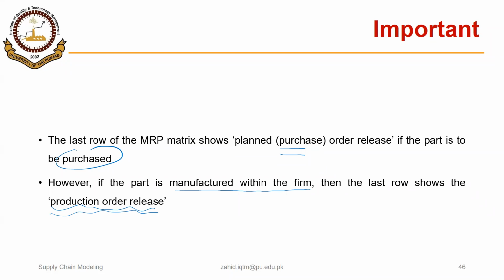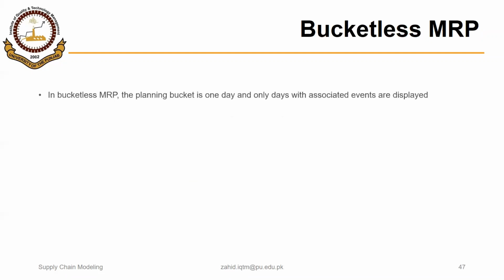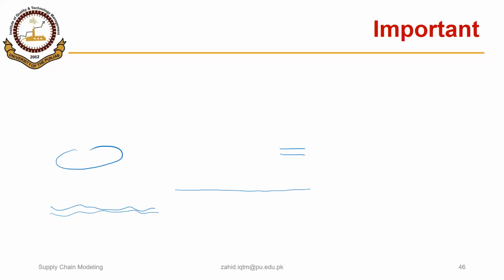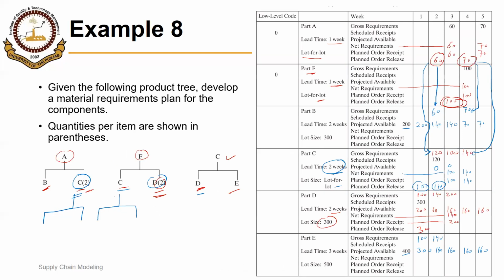In case of purchase order release, we were talking about the purchase lead time. In case of production order release, we were talking about the production lead time. One thing that you might have noticed is that in all the examples that we saw, the time bucket was 1 week. It could be a day as well.